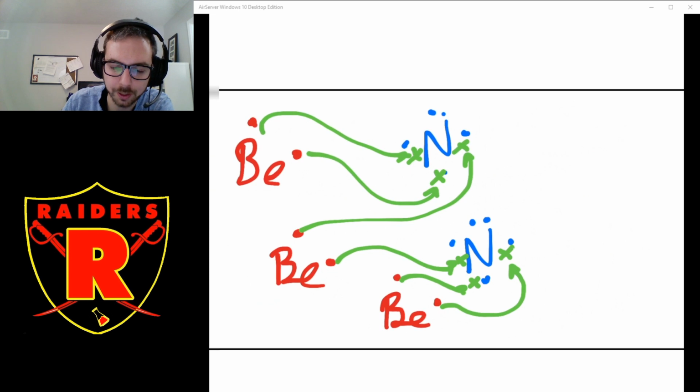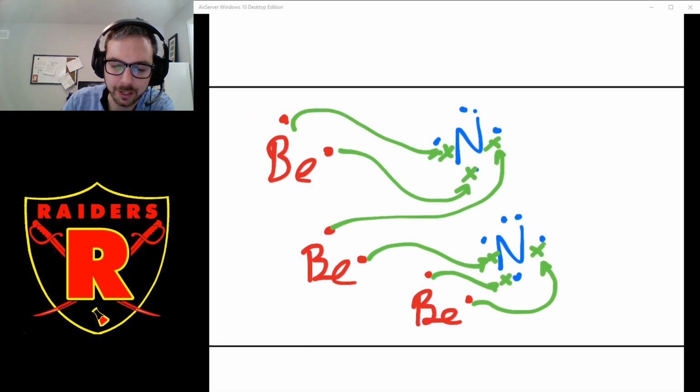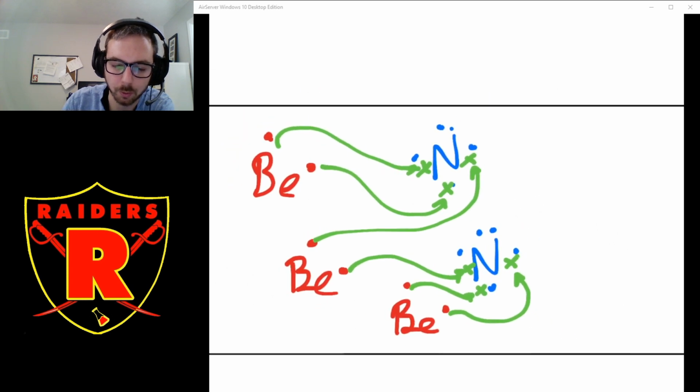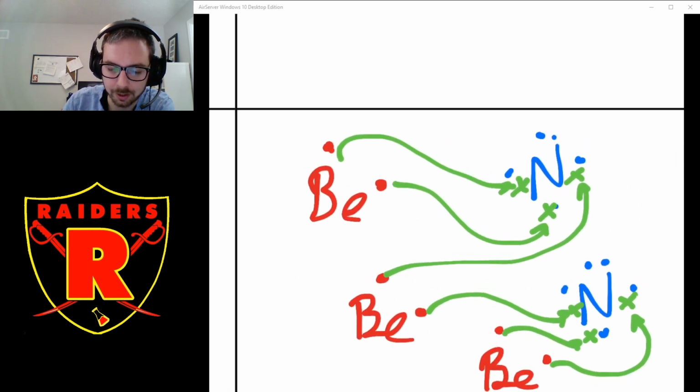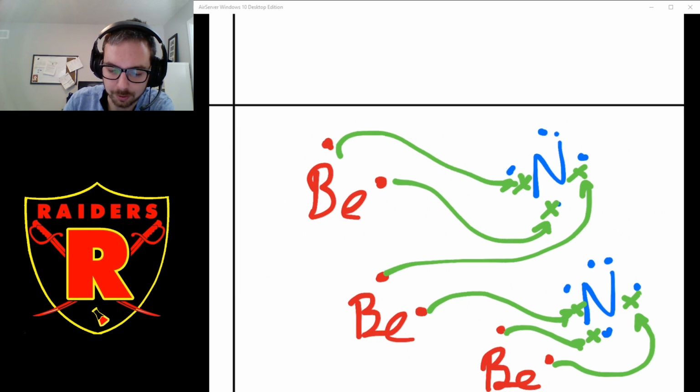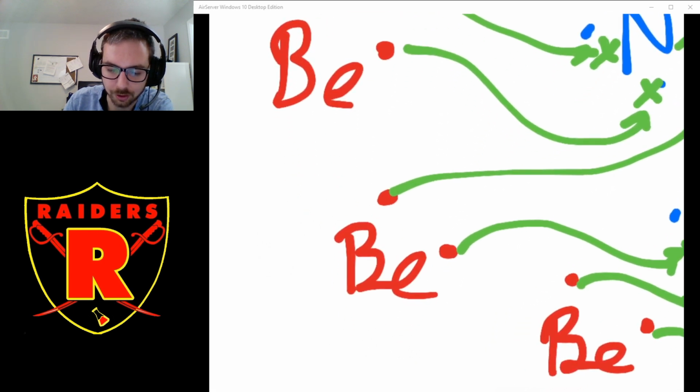So there's only one way to make this possible, and that's if you have the right number of each of them. If you only had 1 beryllium and 1 nitrogen, the beryllium would give away its 2, the nitrogen would take 2, but the nitrogen would still need an extra electron, so it wouldn't be stable then. And if we were to have 2 berylliums, then okay, the nitrogen would be satisfied, but then this beryllium down here would still need to get rid of an electron.